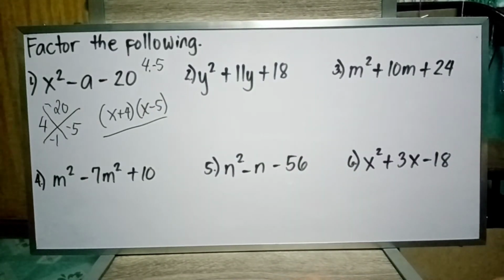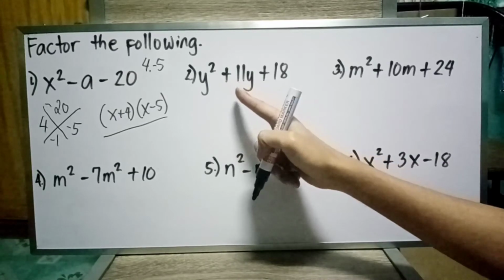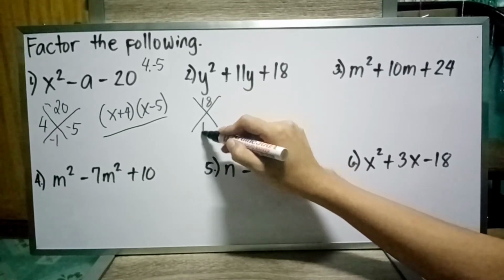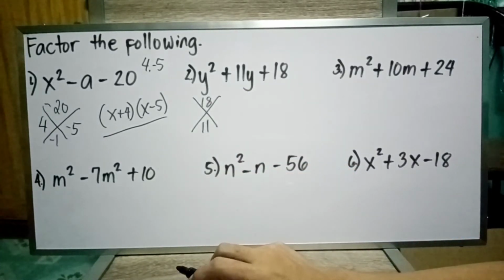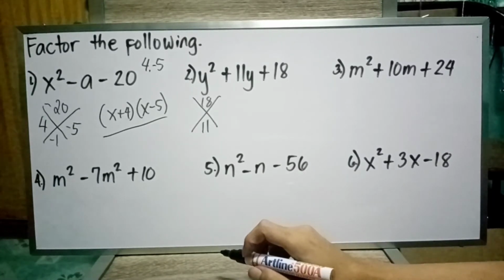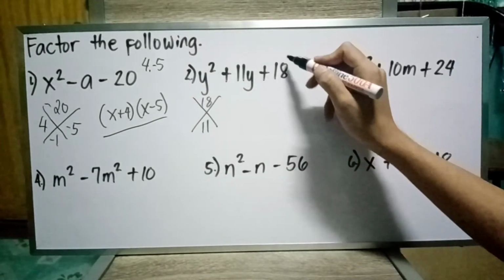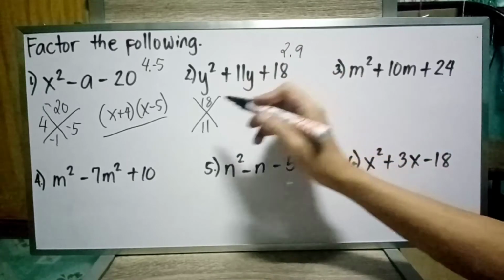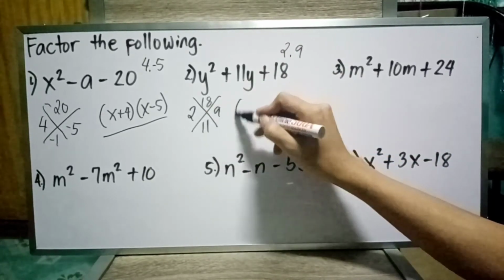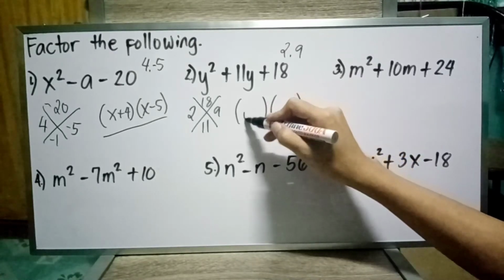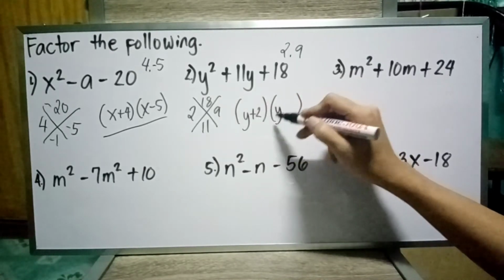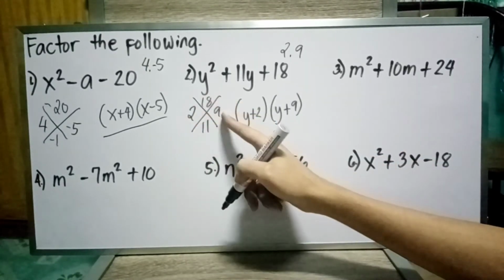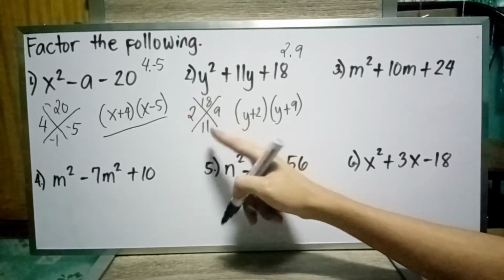Okay? Number 2, y squared plus 11y plus 18. We're looking for the factors of 18 that will give you 11 as your sum. It can be 2 and 9. 2 times 9 is 18, and 2 plus 9 is 11. Therefore, the factor is y plus 2, y plus 9.